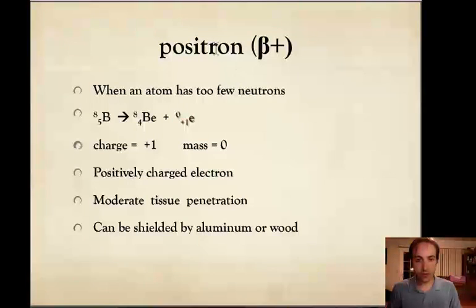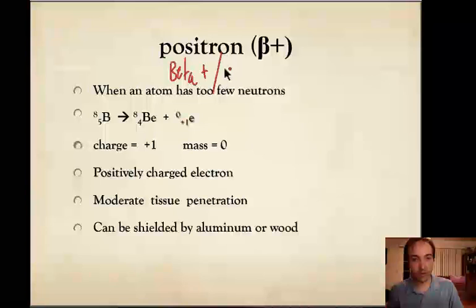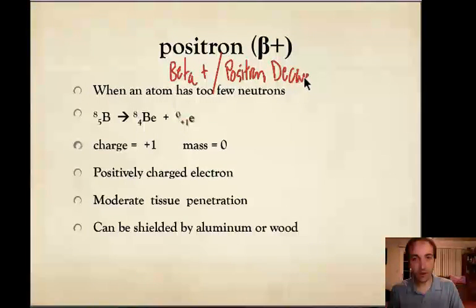Next type of radiation is another type of beta decay. However, we call it positron decay, or beta positive. So you can hear it either way. It's either beta positive, or you could call it positron decay. And the reason why it's so similar to beta decay is it turns out that the particle that it gives off, the positron that it gives off, has a mass of 0.